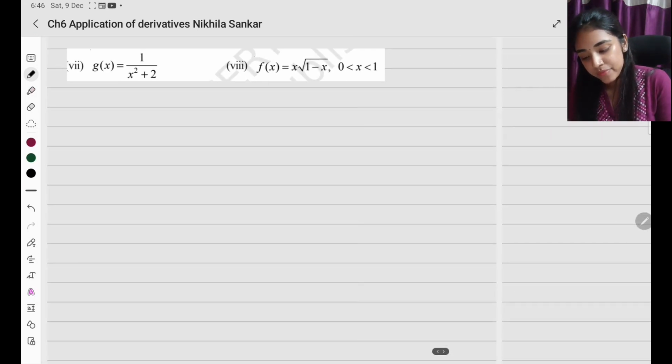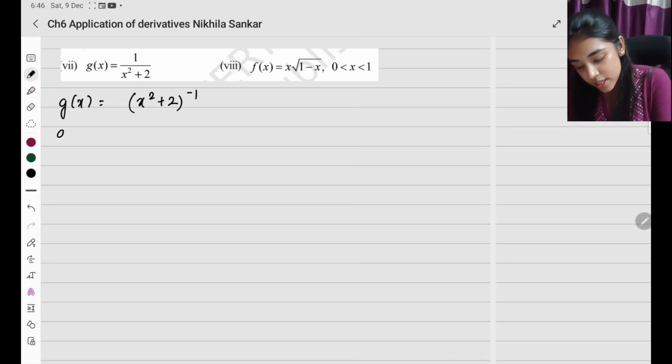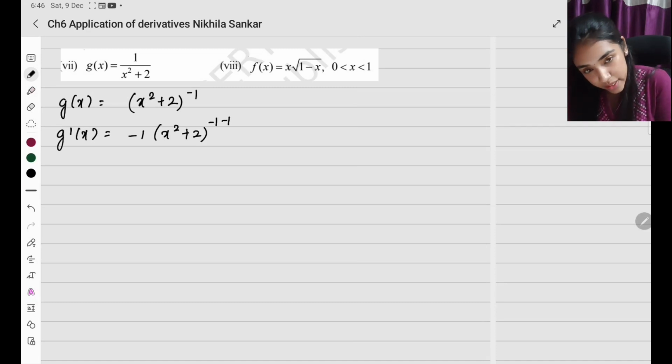Seventh subsection, g of x is going to be, I'll write it like this for simplicity, to the power minus 1. So when I find the first derivative, the minus comes down, x square plus 2, the power gets reduced by minus 1, and the function that is inside we differentiate, so x square becomes 2x plus 0.